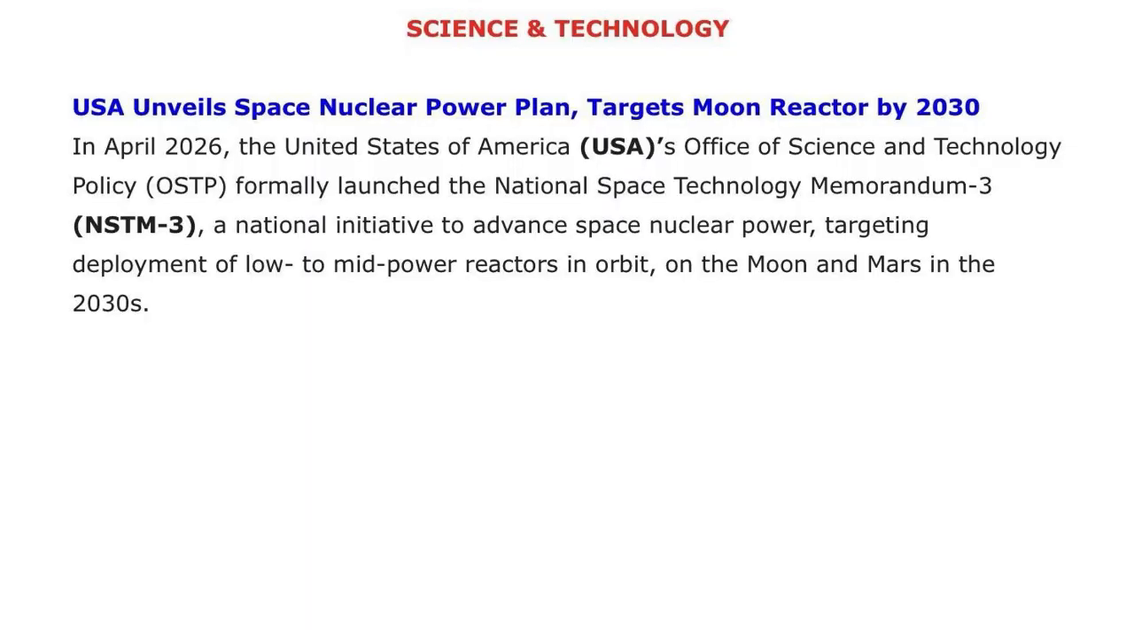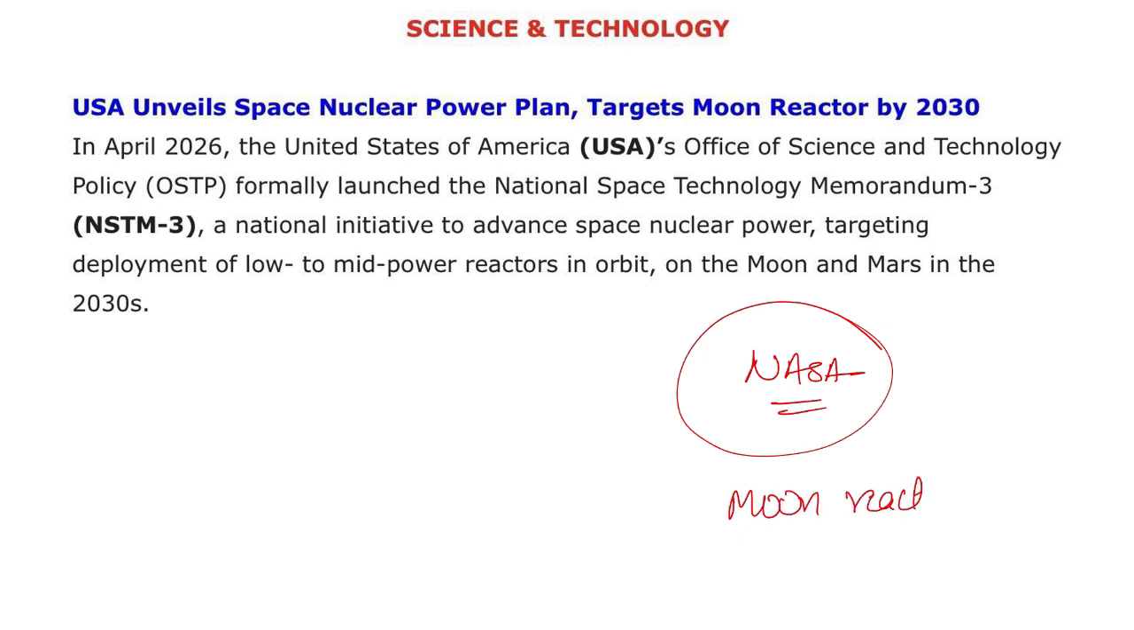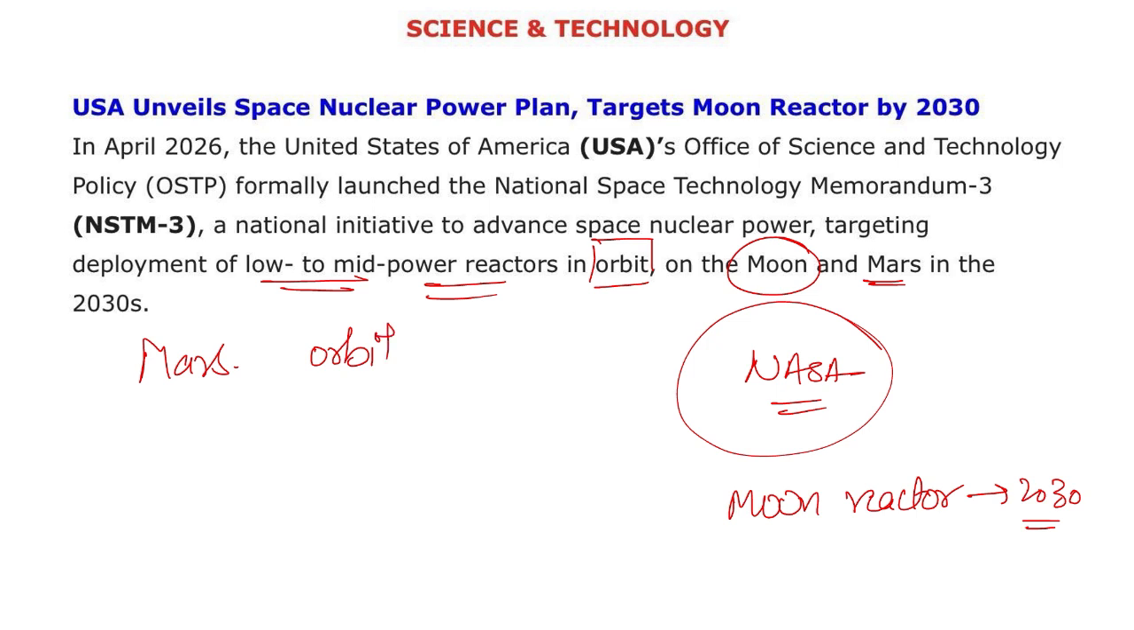Students, in this video we are discussing a topic that is NASA. They are planning to set up a moon reactor. Very important. By the year 2030, this will be a low to mid power reactor that will be placed in the orbit of the moon as well as Mars. So in Mars orbit and in the moon's orbit, this nuclear reactor will be placed.